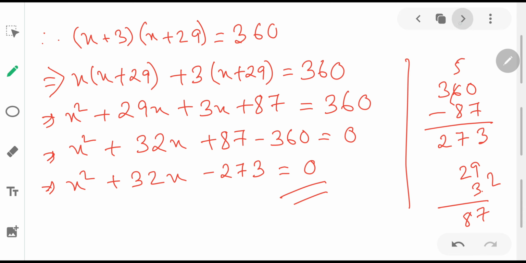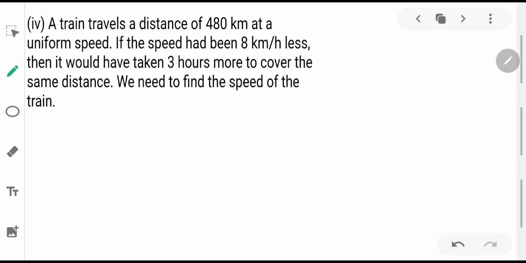Let's go to the last question of today, which is: a train travels a distance of 480 km at a uniform speed. So, a train is traveling a distance of 480 km. So, let us say two places are there, A and B. The train has traveled from A to B. What is the distance between A and B? The distance is 480 km.